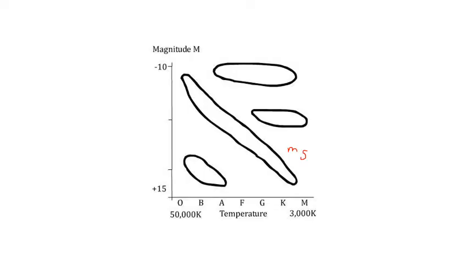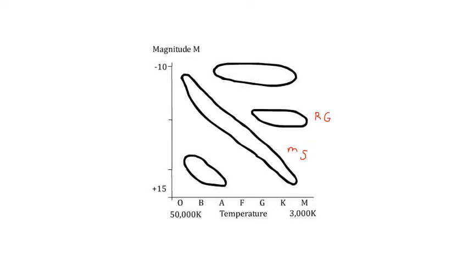The blob above it are your red giants. Much, much bigger stars, much cooler stars later on in their lives. They are quite bright. In other words, they give off lots of light because basically they're very, very big, not because they're very, very hot, but because they're very, very big.